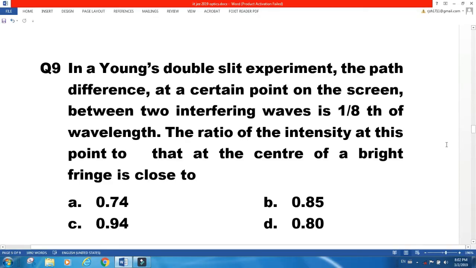In a Young's double-slit experiment, the path difference at a certain point on the screen between two interfering waves is 1 by 8th of wavelength. The ratio of the intensity at this point to that at the center of a bright fringe is? Here in this question, you have to find the ratio of intensity. That means consider this as a double-slit experiment.